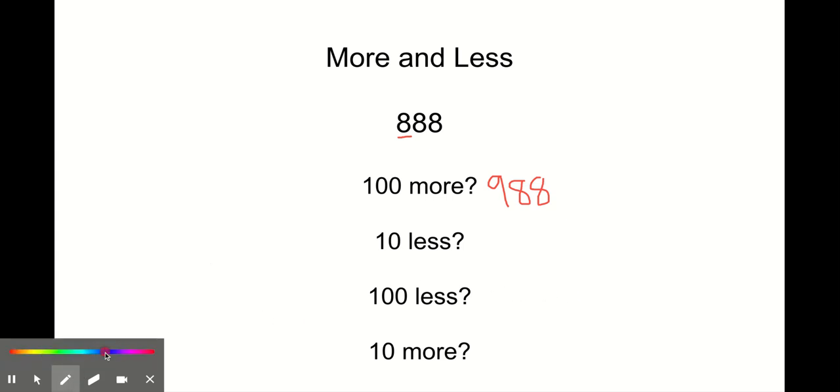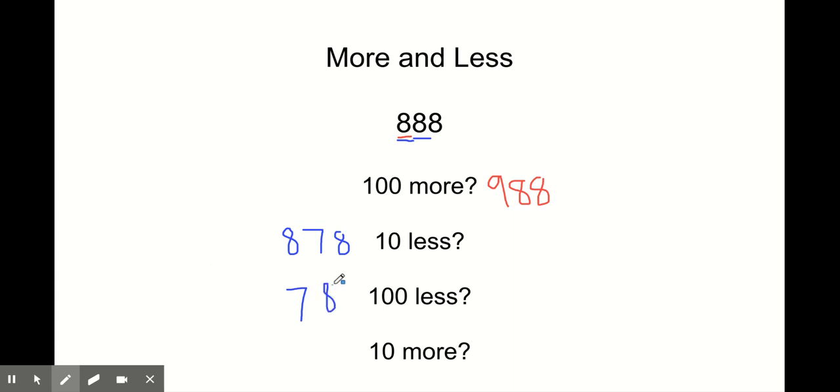What's 10 less than 888? In this case, we're only changing the tens place, and it's going down. 1 less than 8 is 7. So 10 less is 878. What's 100 less than 888? 1 less than 8 in the hundreds place is 7, so 100 less is 788.